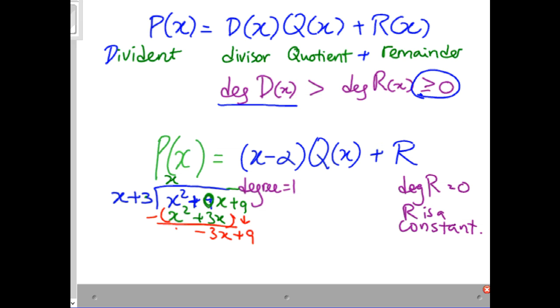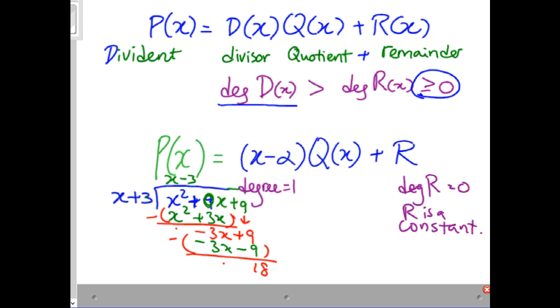This one comes down. So next, we have to think about what number I need to put in here so that I multiply together and get negative 3x. The answer is negative 3. So negative 3 times x is negative 3x. Negative 3 times plus 3 is negative 9. So again, you subtract the bottom from the top. Here we get 0. Here we get 9 plus 9 is 18. So in this particular case, there's a remainder of 18.